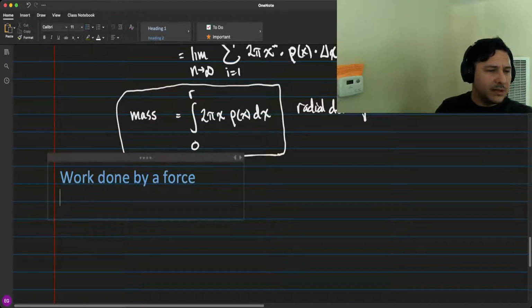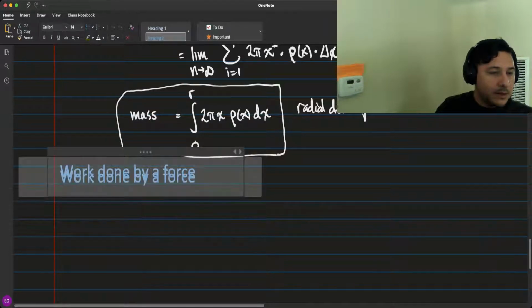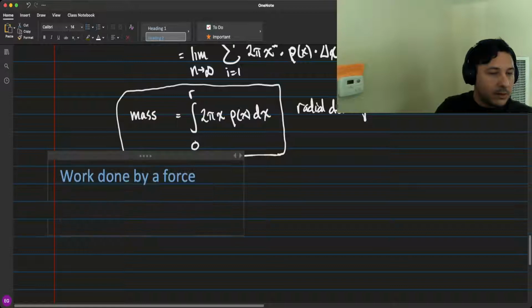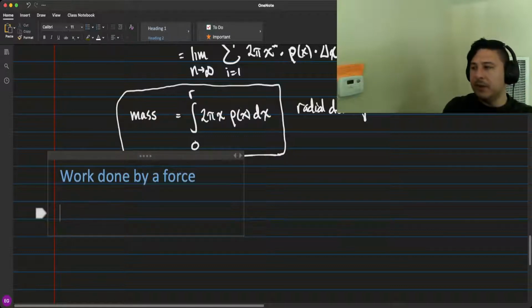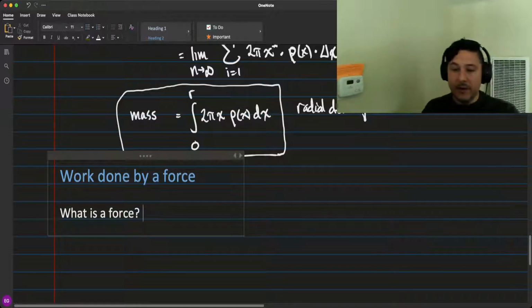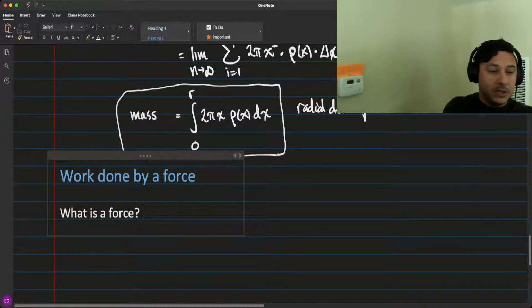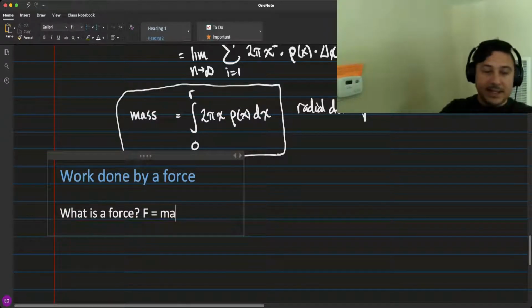So let's get some terms here. Wait, I'm trying to move that stuff. There we go. Okay, so let's talk about what is a force. Everyone might recall, hopefully, the force equation, which is force equals mass times acceleration.